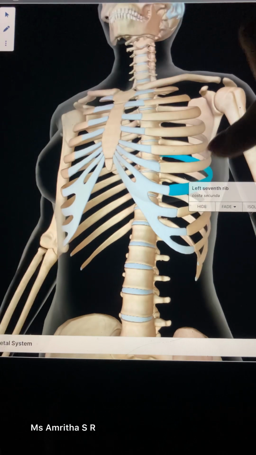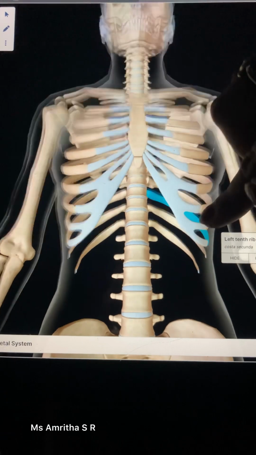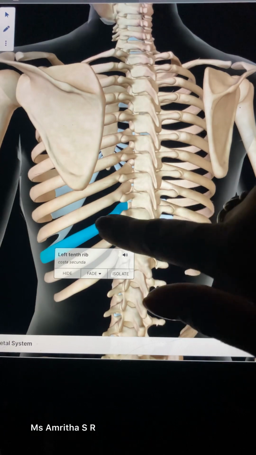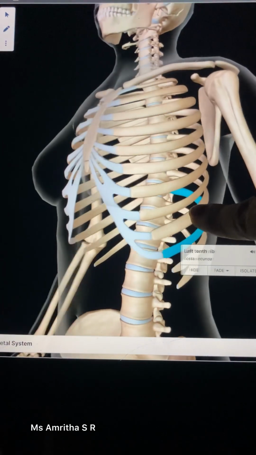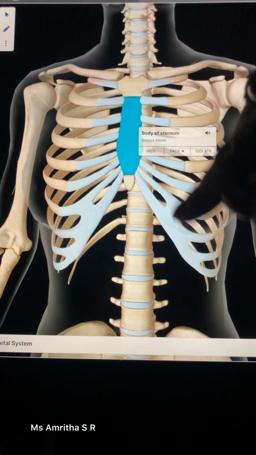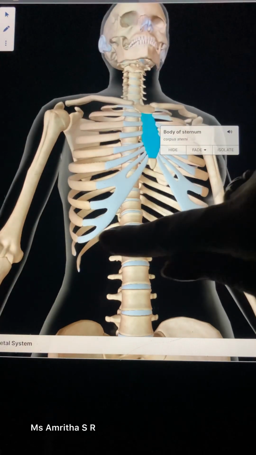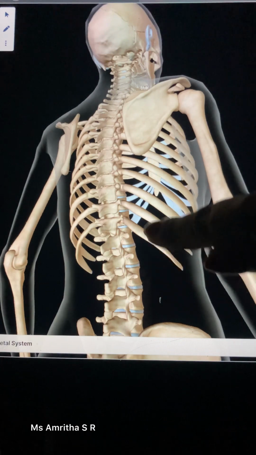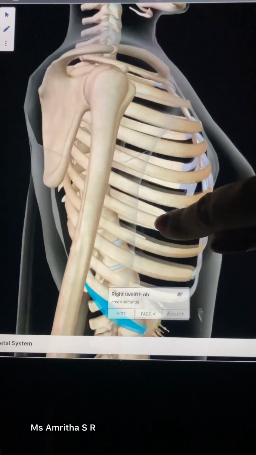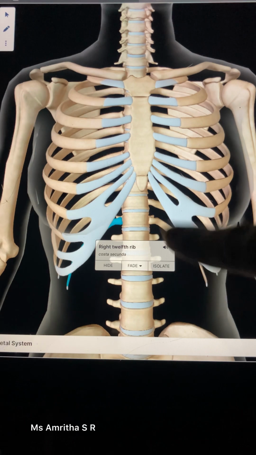Then the next 8th, 9th and 10th. These are not properly connected to the sternum, but they are connected to the vertebral column. That's why they are called as false ribs. And all these ribs are attached to the sternum by the cartilage called as hyaline cartilage. So we are done with 10, but you can see here the 11th and 12th bone. These are freely floating, they are not connected to the sternum. So they are called as floating ribs.